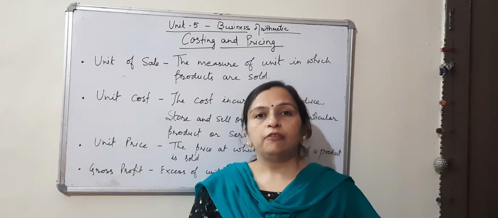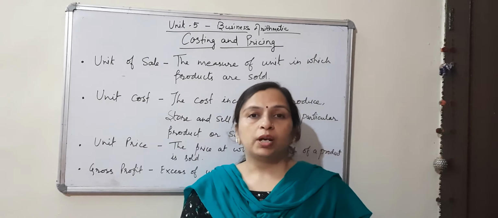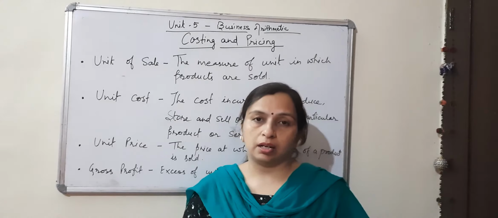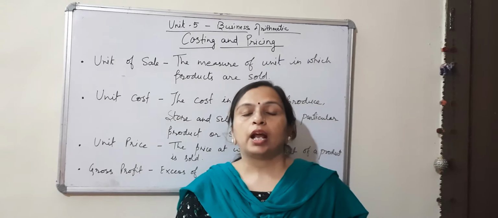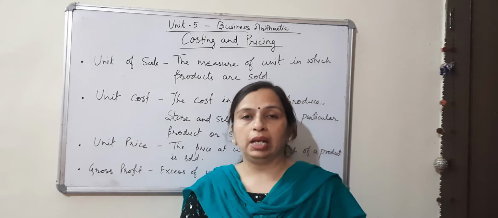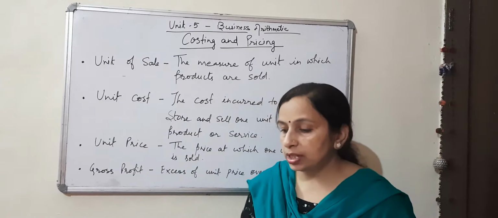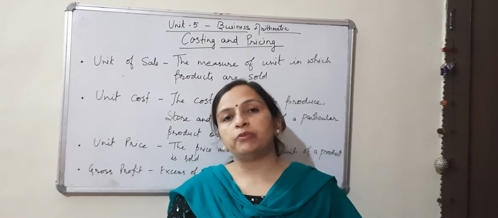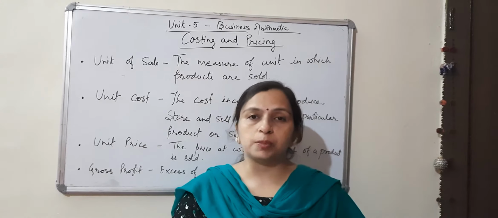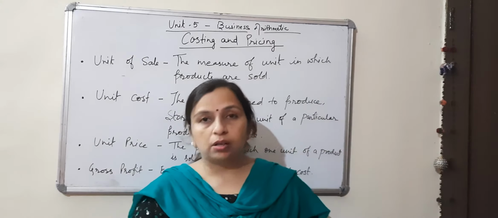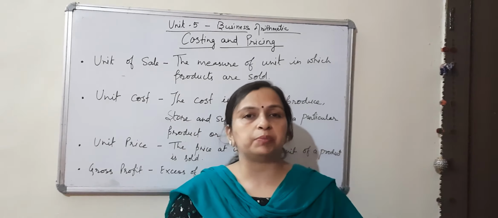Now suppose a person is purchasing rice from a grocery shop, what is the unit of sale there? In case of rice, the unit of sale is kilogram. Now if a milkman is selling milk, the unit of sale there is liter. Likewise, if we are purchasing from a textile shop, any fabric or any shirt, then the unit of sale is piece, per piece. Or if it is a fabric, then meter, or else one shirt, then one piece.